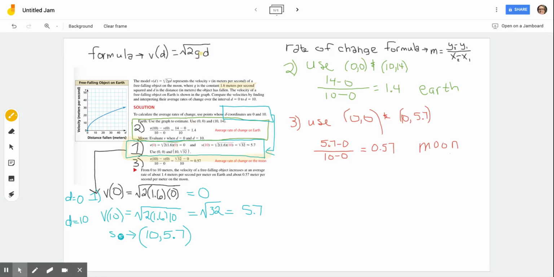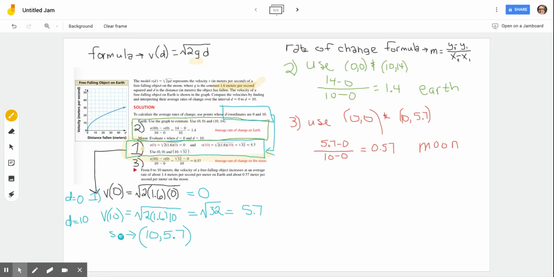And I have a formula. The formula is V of D equals the square root of 2 times G times D. Now, V is velocity, and D is distance, and G is the number of meters per second. Okay, so that's like time. In this case, our time is right here. Okay, so 1.6 meters per second. So every time you see G, you're going to put in 1.6.